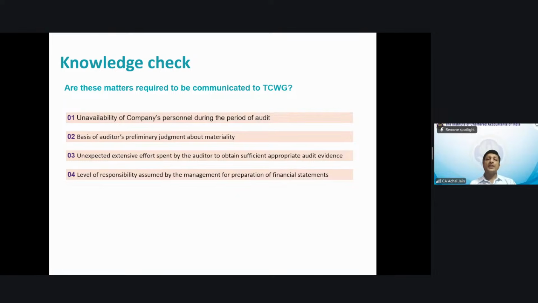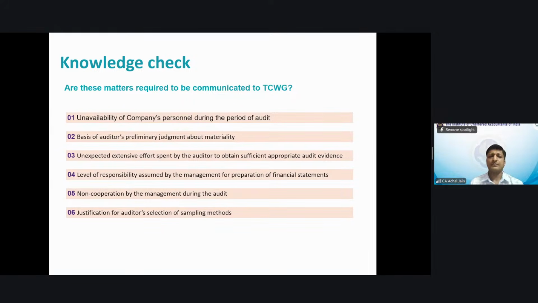Level of responsibility assumed by the management for preparation of financial statements. Non-cooperation by the management during the audit. So they are not supportive in terms of sharing the information, or maybe timely providing the information. Justification for auditor's selection of sampling methods. So in this case, what do you think? What are going to be the matters? That's what we can look at.